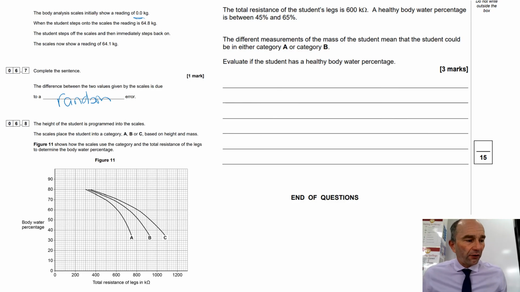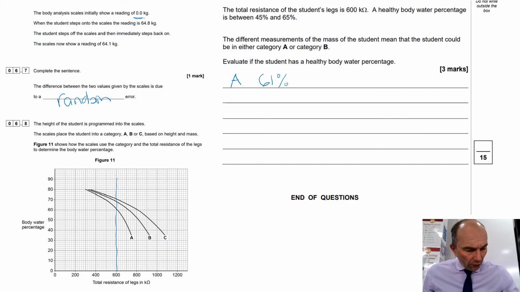Now, the first thing you needed to do to get the first mark was, in fact, use the graph, which is why it's repeated down here at the bottom. So if you draw up a line from 600 kilo ohms, all the way up to the top, we're only really interested in the data for A and B. Now, if you draw the line across for person A, it's much easier with a ruler. Person A, by that calculation, has a water percentage of 61%.